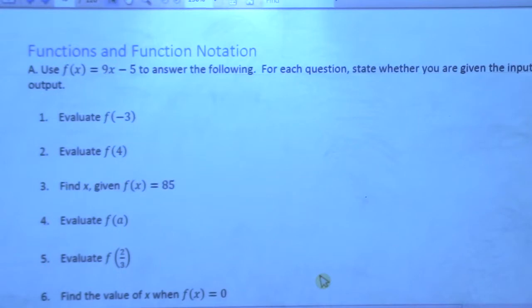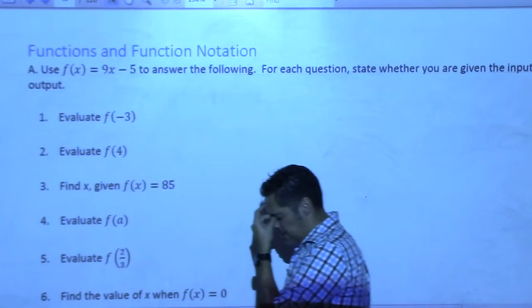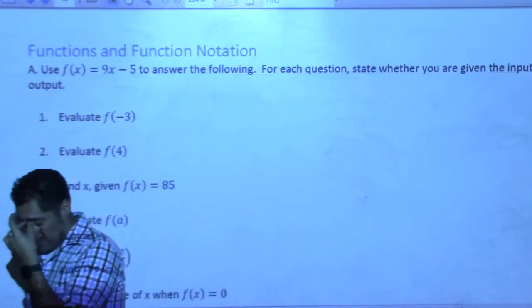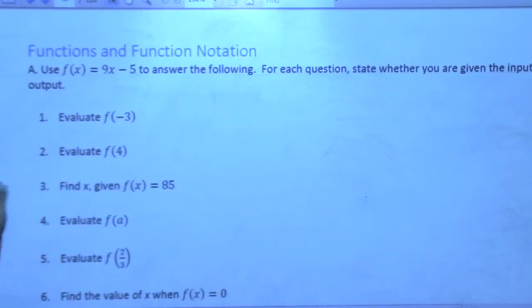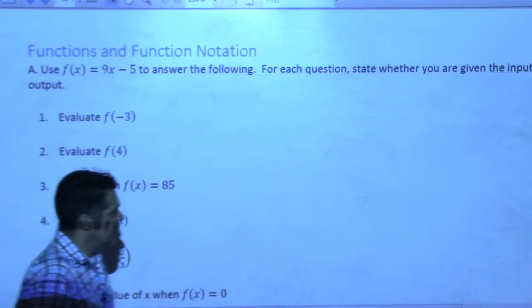Functions and functional notation. So I want to try and make this make sense if I can, because we're going to all of a sudden start talking about these things called functions. So I think it's important for us to kind of have an idea of what a function is before we can start doing this.